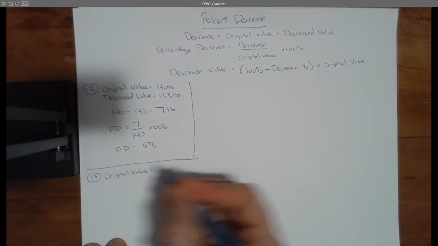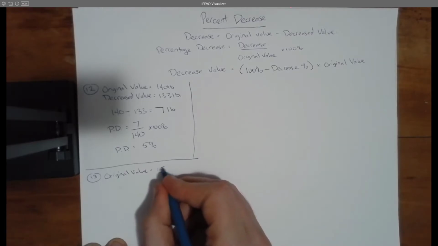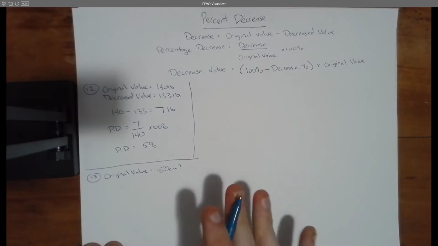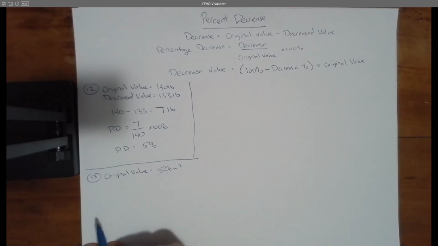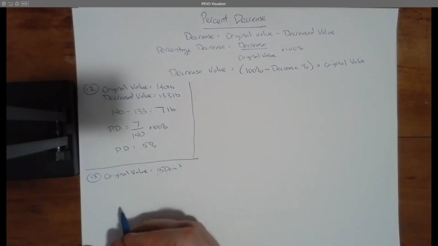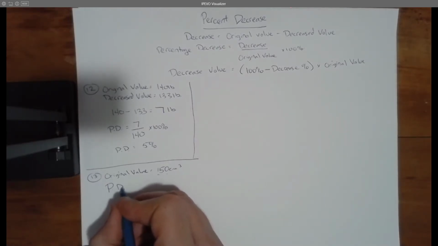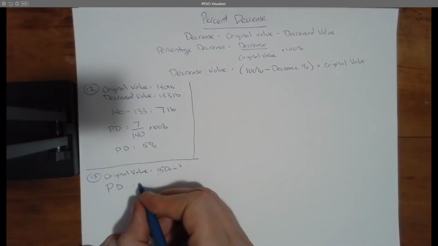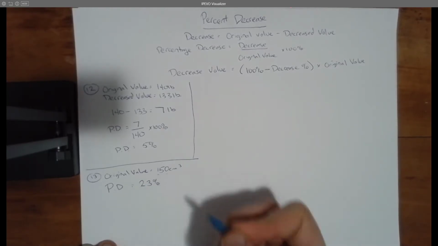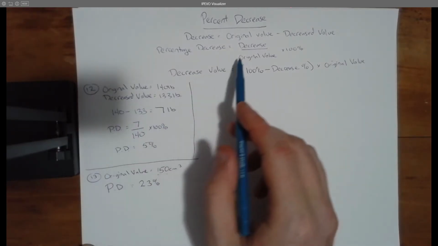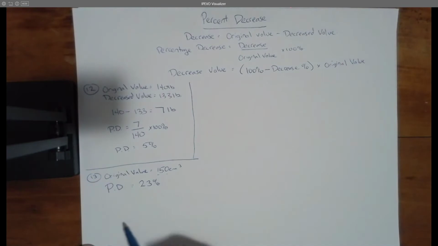The original value is 150 centimeters cubed. Don't worry about the centimeters cubed. That's just a unit of value. Really, it's the 150 that we're worried about here. And we also are given the percent decrease, which is 23%. What we're asked to solve is the decreased value. Find the volume of the remaining ice after that 23% decrease.